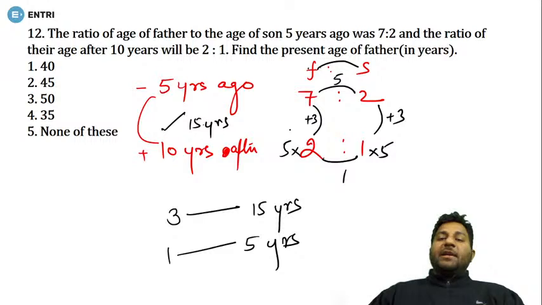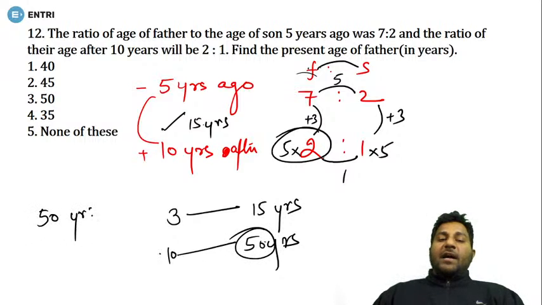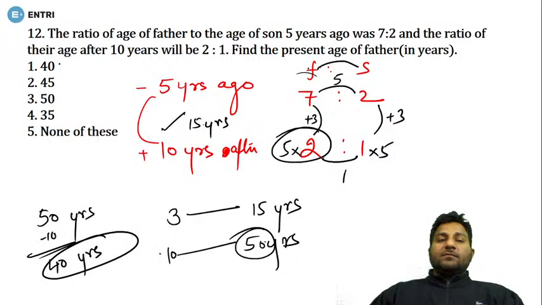Now find the present age of father. So first of all, you need to find any of the ratio of father's age, and then you will add or subtract, depending on the ratio. If you took 5 years ago, you have to add 5 years. If you took 10 years after, you will have to subtract it. So let's take 10 years after. So 10 units stands for 50, which means father's age will be 50 years after 10 years from the present. So let's subtract this 10 years and it will become 40 years. Hence option A is the correct one.